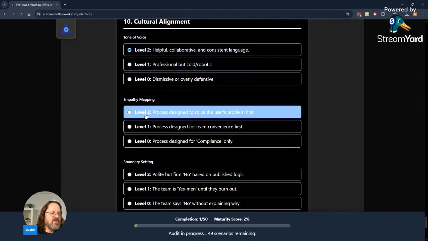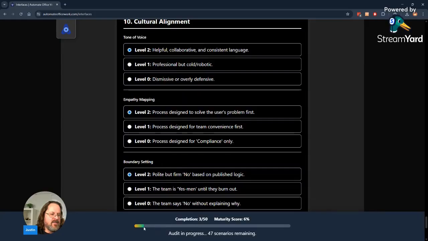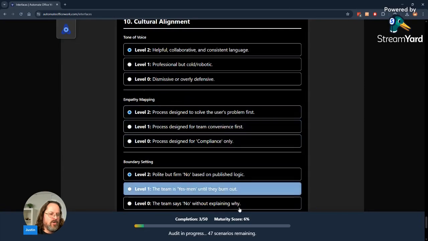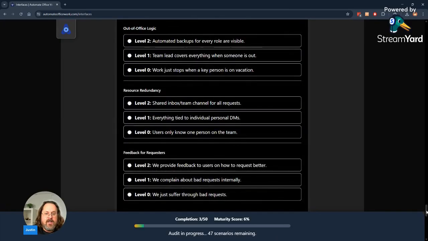So you can go through each one of these. You grade yourself on each of these, and as you go along, at the bottom, you see this progress bar. It gives you how much you've completed, and it gives you a maturity score based on whether you've picked level 0, 1, or 2. And so it'll accumulate these. I'll go back to the top.